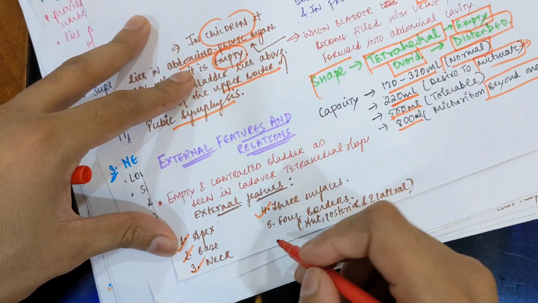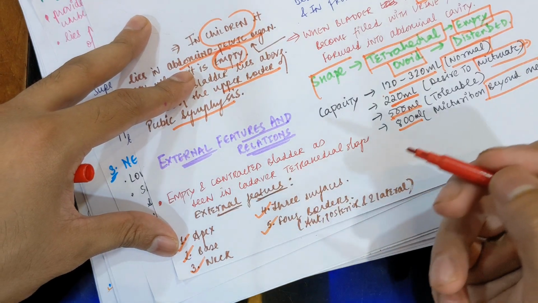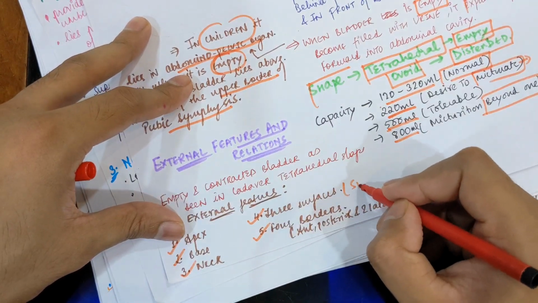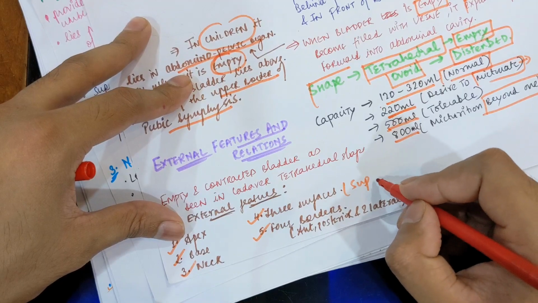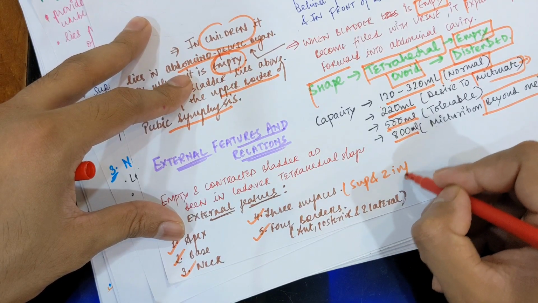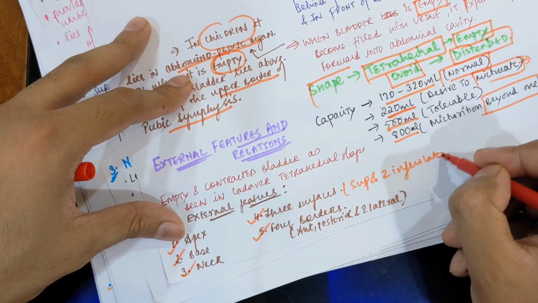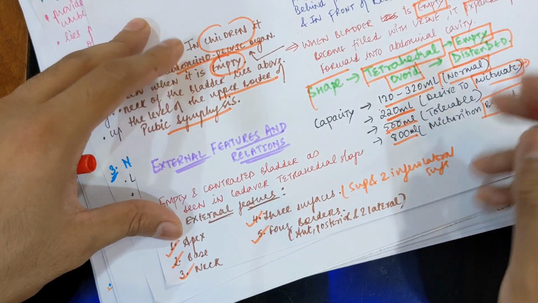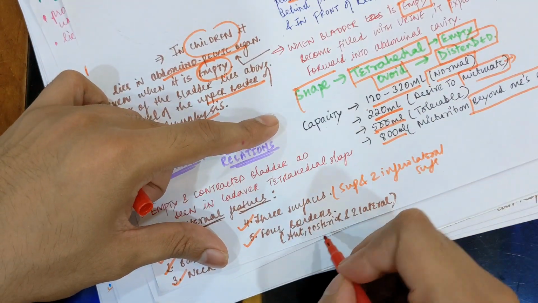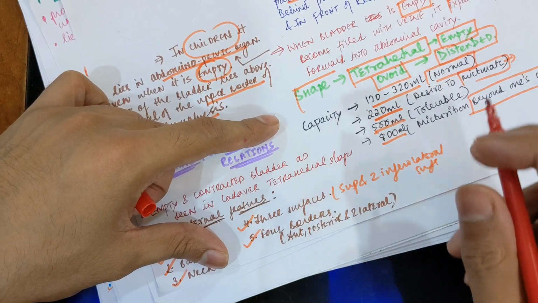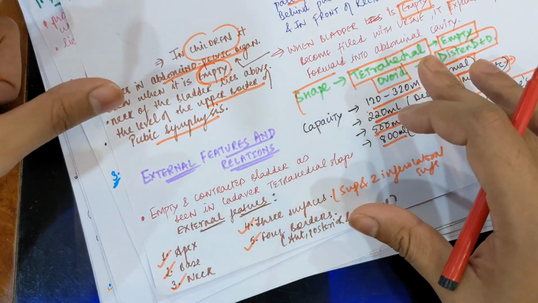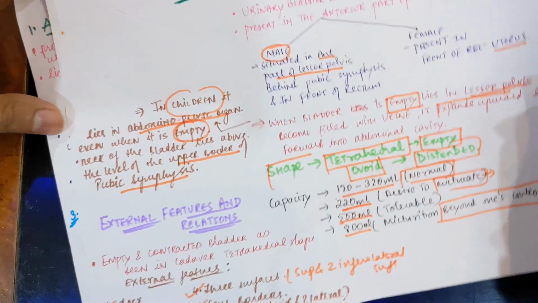three surfaces, and four borders. The surfaces are the superior and two inferolateral surfaces. Okay, superior and two inferolateral surfaces. Clear? And the four borders are the anterior, the posterior, and the two lateral borders. So these are the five external features you will see in the bladder.